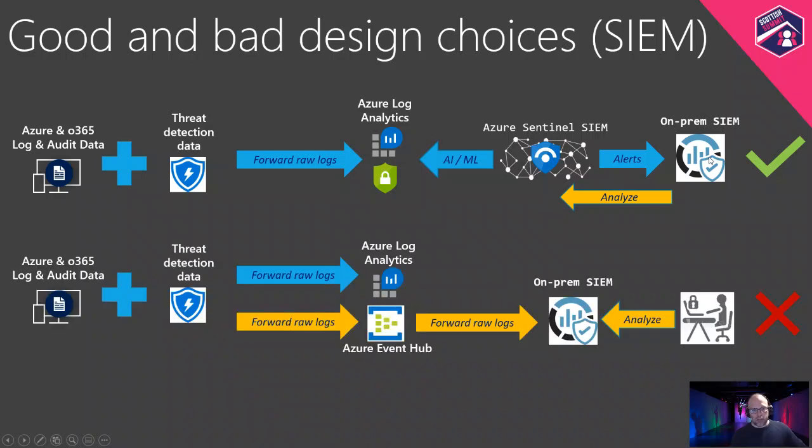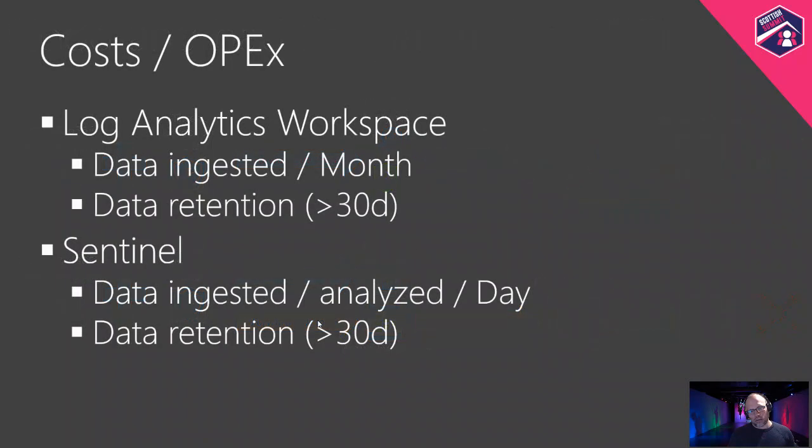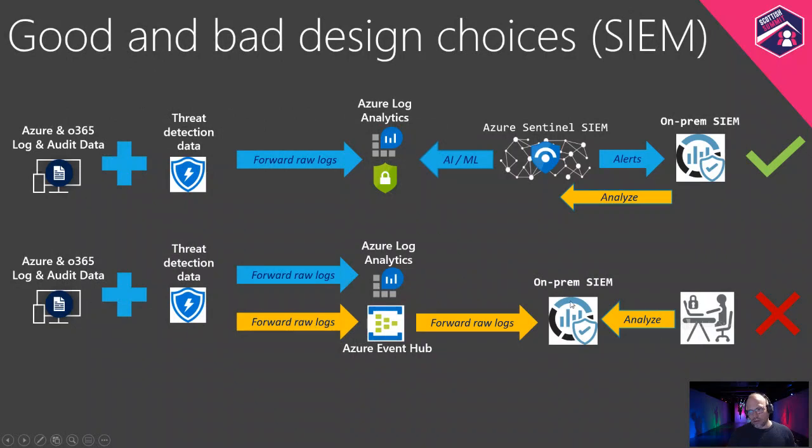A bad decision would be to forward the raw logs produced by the various data connectors over techniques like Event Hub into your on-premise systems, which is technically possible, but then you would pay usually on this side of the solution, and also on this side of the solution you pay usually by the amount of log data which is being analyzed. And again, if you only forward the raw logs, you don't leverage the benefit of the AI and ML capabilities here.